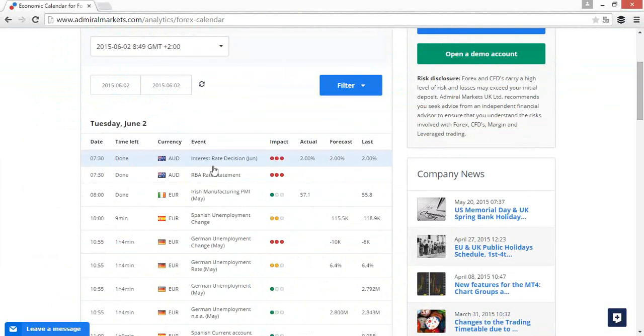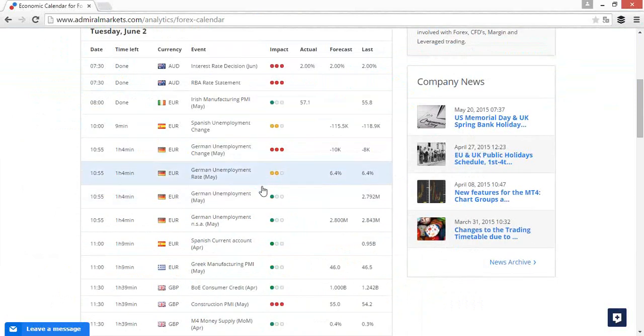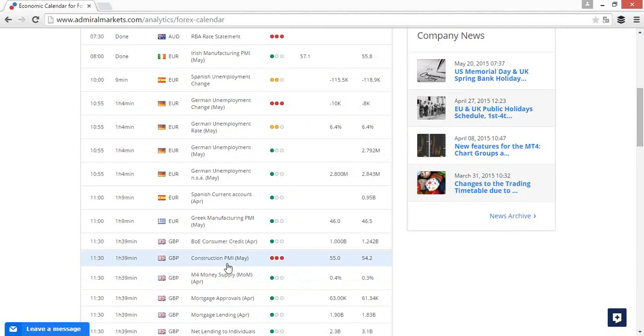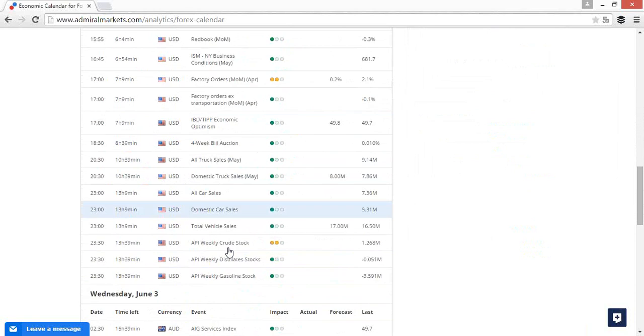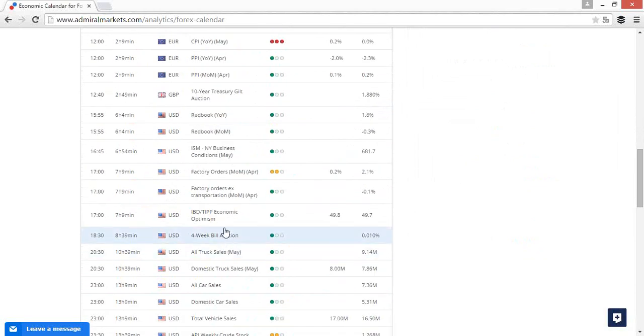Good. So the interest rate stayed at 2.0. That's not so surprising. The Australian bank already decreased it last time, I think it was. Australia doesn't normally, I think only with one exception, decrease it twice in a row on average. I mean, if you look at history at least. We got German unemployment change. We have construction PMI, CPI today.